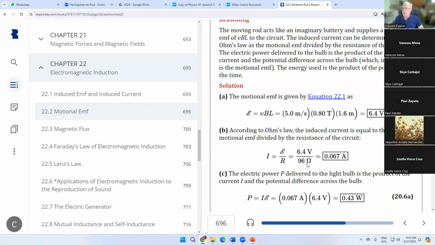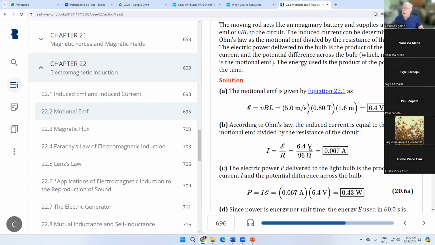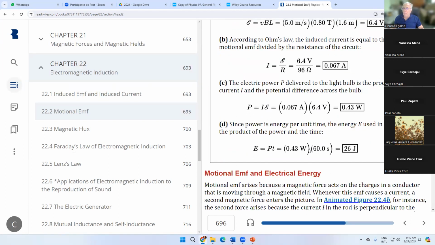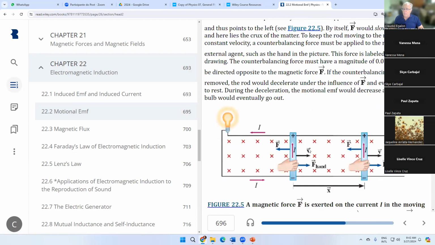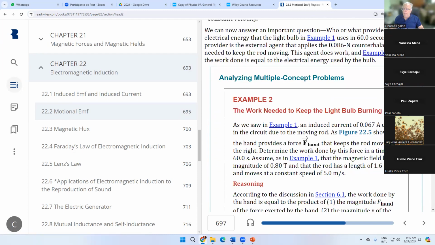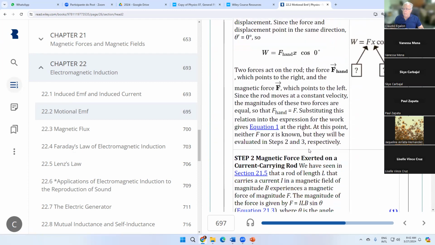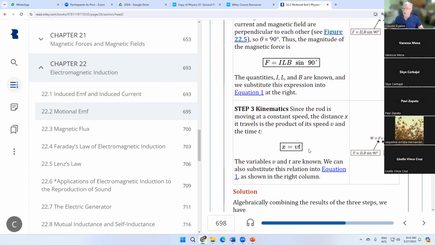That's a relatively strong field. Okay, 0.8 Tesla is a relatively strong field. Almost 1 Tesla. And that's what motional EMF is all about.